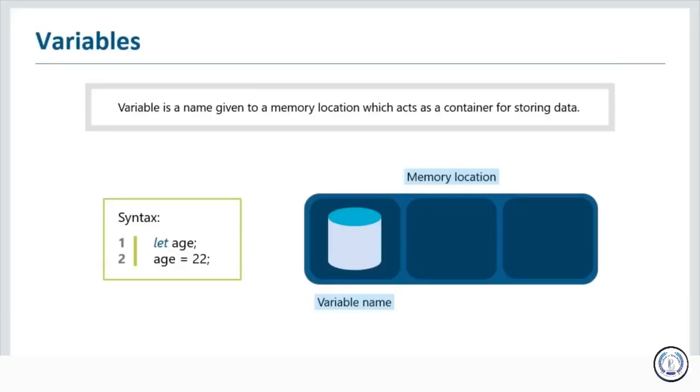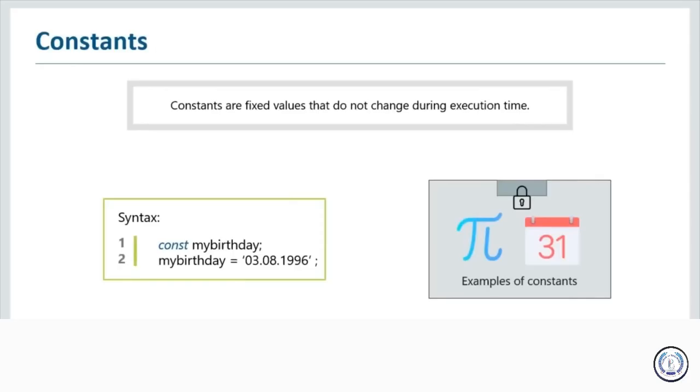Okay, so what's happening here is a temporary memory location is assigned to the name variable, and this name variable is going to contain a value which is Edureka. Okay, now let's perform this practically so that you understand it better, which is constants. So what are constants? Constants are fixed values that do not change during execution time. Now, there are times when we don't want the value of a variable to change because it might disrupt the whole workflow. In such situations, we make use of constants instead of variables.